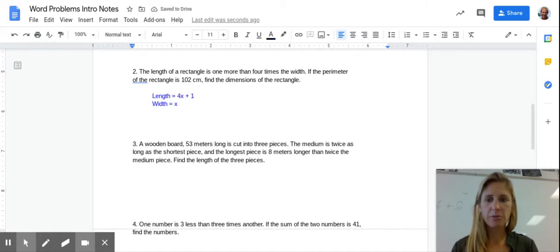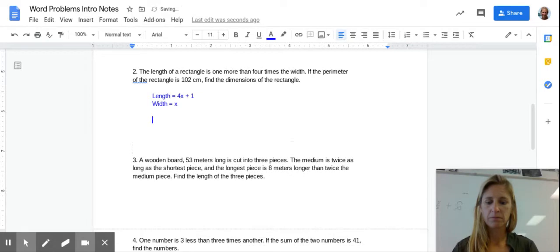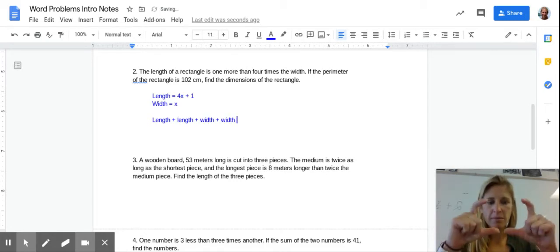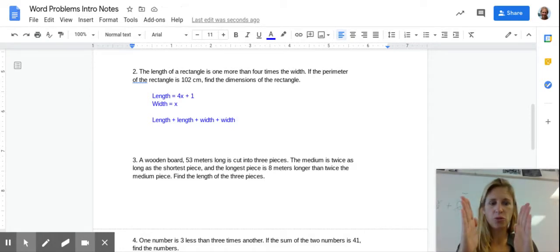So there's my length, there's my width. Now, I don't just add the length and width together. They tell me something about the perimeter. With a perimeter, I'm going to have the length plus another length, plus a width, and another width, right? Think about a rectangle. I have a bottom and a top, 2 lengths, 2 widths.